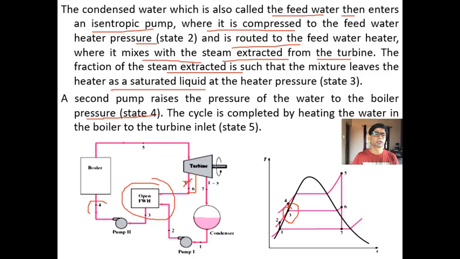So here you can see 3 to 4 is the compression in the second pump, where the pressure is increased from P3 to P4. The cycle is completed by heating the water in the boiler to the turbine inlet temperature and pressure at state 5, because pressure P4 is equal to P5. So only temperature increases in the boiler heating.